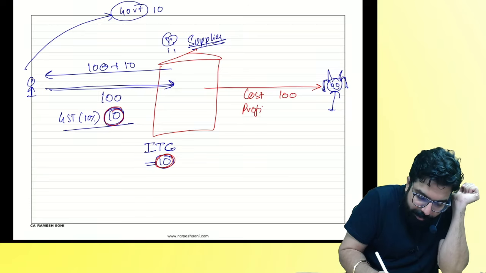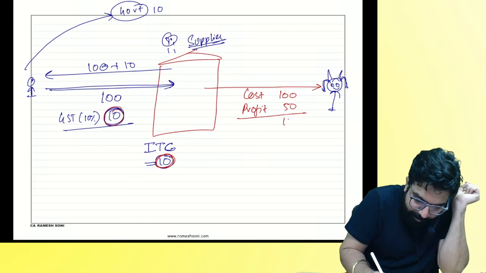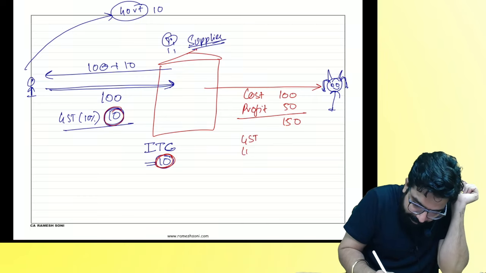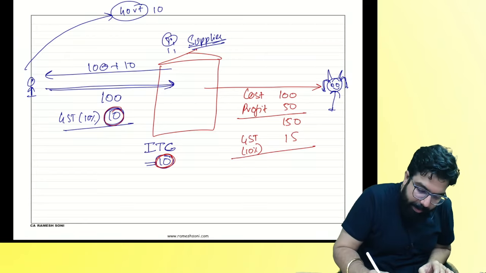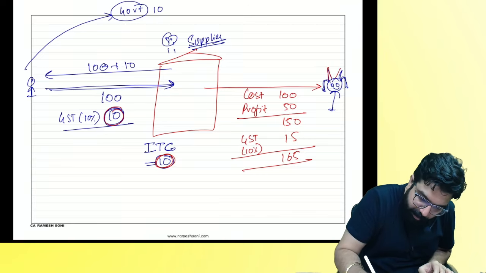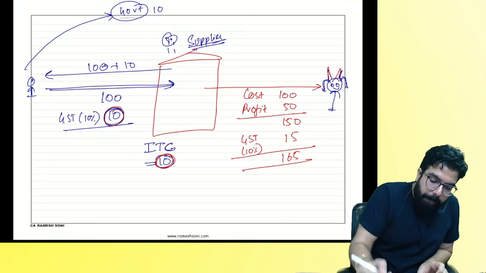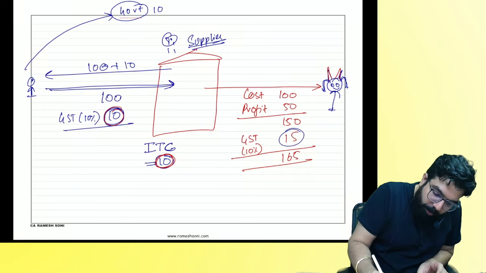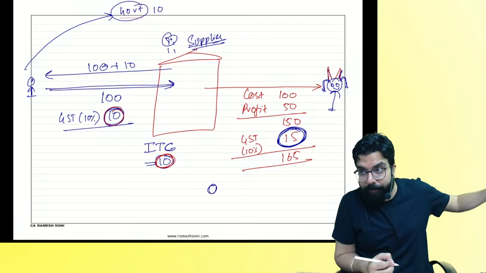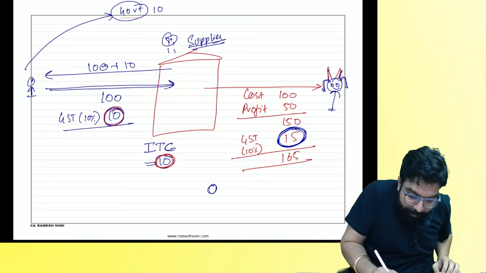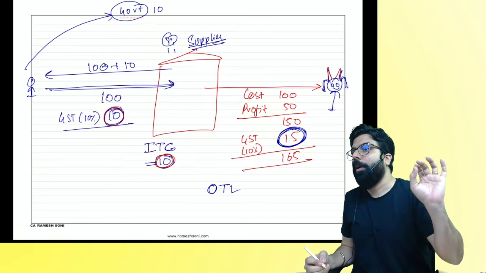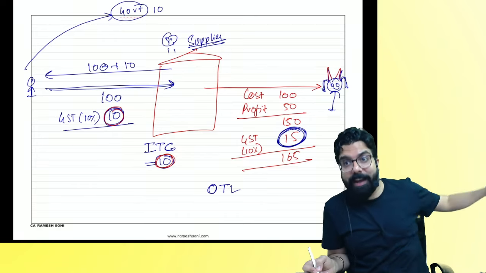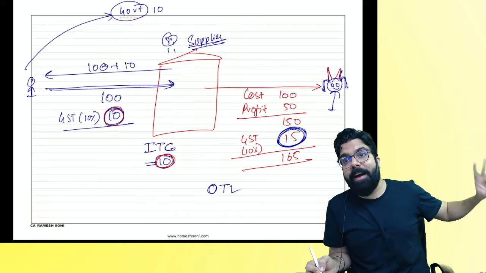Next. The profit I made, supposing, is 50 rupees. How much is my selling price? How much will the GST be? 10%? How much did I sell it to the bakra for? 165. Yes or no, everyone? Now tell me one thing. How much is my liability to the government? This is known as output. Output means my sales. On output, what is my tax liability? Output tax liability, OTL. On that, what is my tax liability?